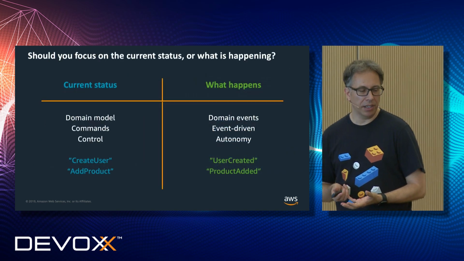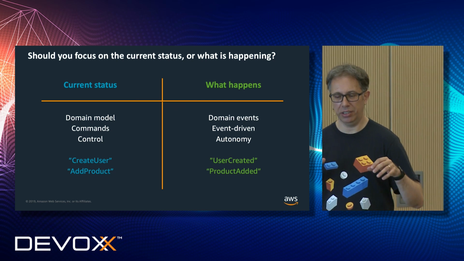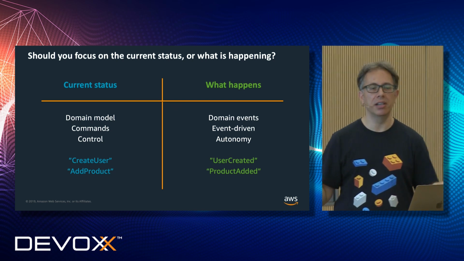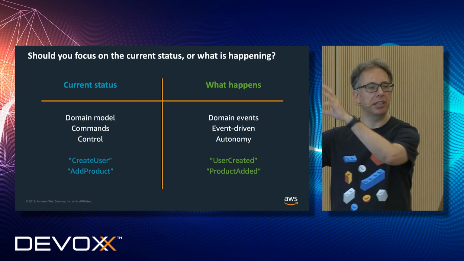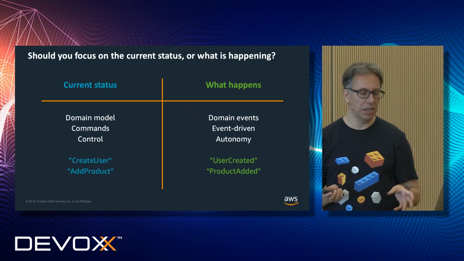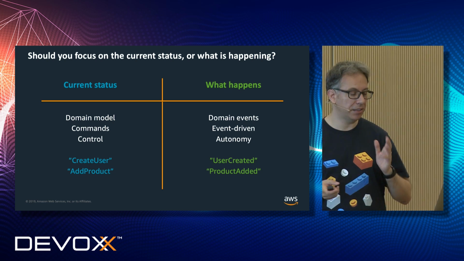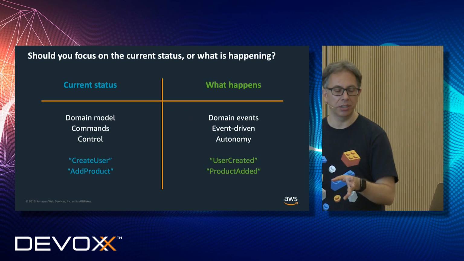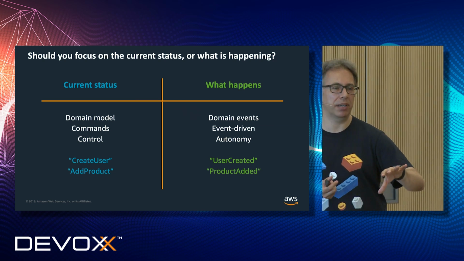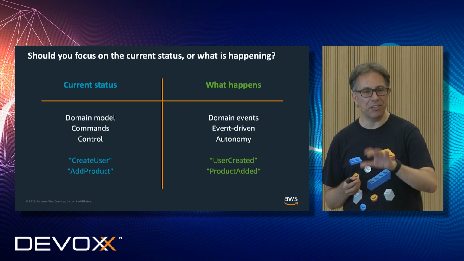architecture, because normally we focus a lot on the current status of our system. So we create a domain model of my warehouse, of my e-commerce shop, and we think about commands and control. This is my website, create a user, add a product. If you think of events, you think about what is happening with your application, about the events of your domain.